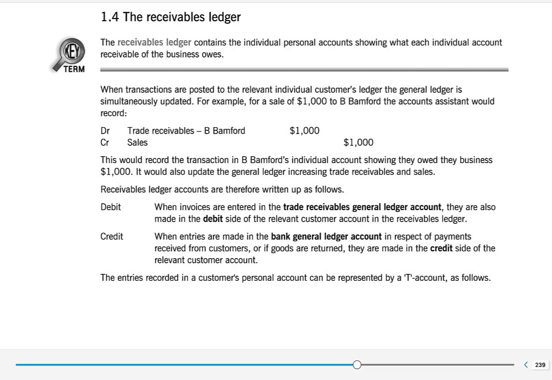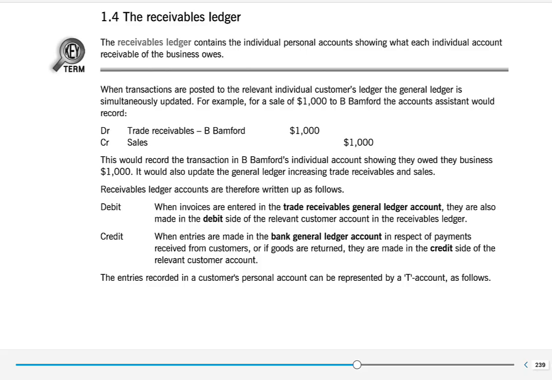How the receivables ledger connects to the general ledger. This is a key sentence idea in the book. When transactions are posted to the individual customer's ledger, the general ledger is updated at the same time. In a modern system, this usually happens automatically. Meaning, if you enter a sales invoice for a customer, the system will update that customer's personal account in the receivables ledger and the trade receivables control account and sales accounts in the general ledger. So both sets of records move together.